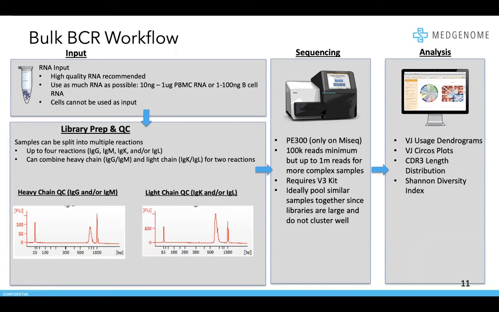If the client wants to see data for all 4 of these, we can make 4 individual libraries, amplifying each of these individually. We can combine the 2 heavy chains and the 2 light chains together and make 2 libraries per sample. Or if they're only interested in some of them, we just make what they're interested in. We have tried combining all 4 together in a single reaction for one client, and I think it worked, but it's not recommended.